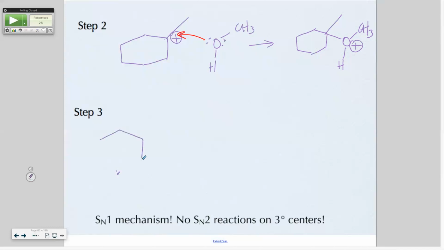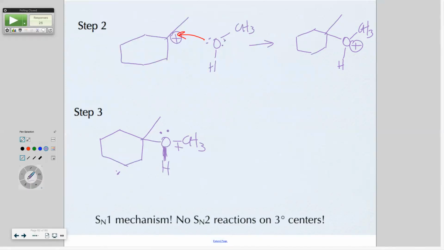You know where you're going. What's left to get us there? Right, we're going to deprotonate what? That oxygen. And when we do that, it will no longer have a plus charge. It'll have 2 lone pairs. The lone pair that we're missing, we're going to get it from this bond right here. This bond right here.